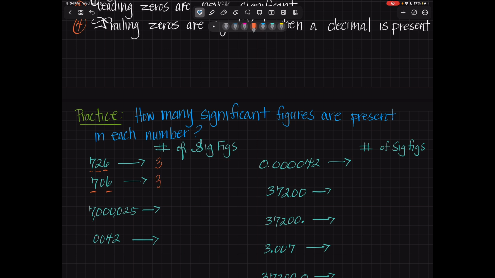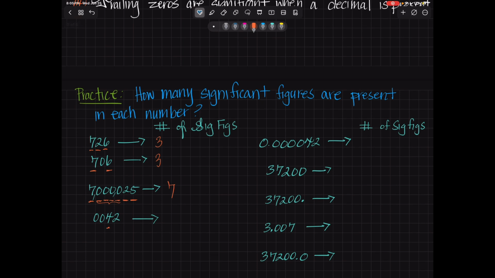How about here? 7,025,000. We have 1 non-zero number, 2 non-zero numbers, 3 non-zero numbers, and we have 4 zeros. However, these 4 zeros are sandwiched between non-zero numbers, so they are significant digits. So in this case, we just count 1, 2, 3, 4, 5, 6, 7. 7 significant figures.